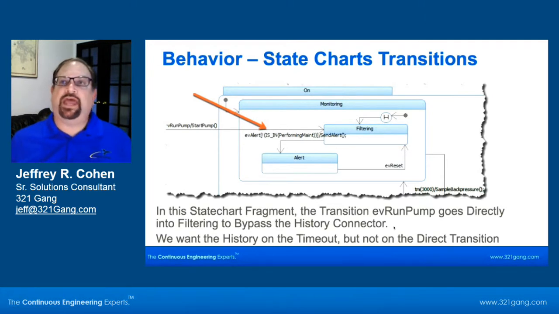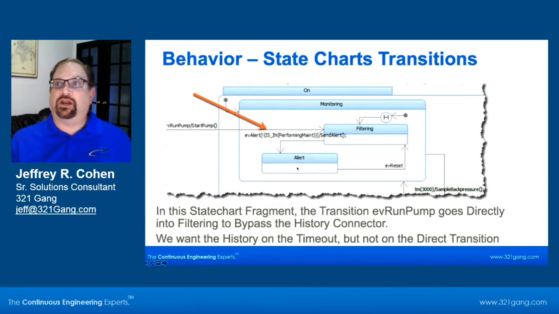There are times when we're going to transition out of a state, but we actually don't want to truly leave. We want to have, for example, always go back into the same state. In this state chart fragment, what you've got is a transition going from the off state to the on state. When we go into the on state, we're going into the on and monitoring state. If we were already filtering, we want to go back into the filtering state.